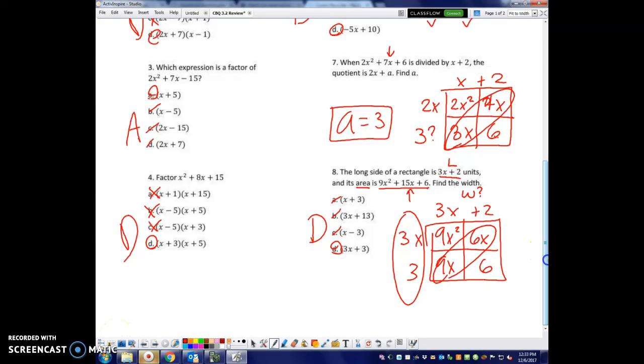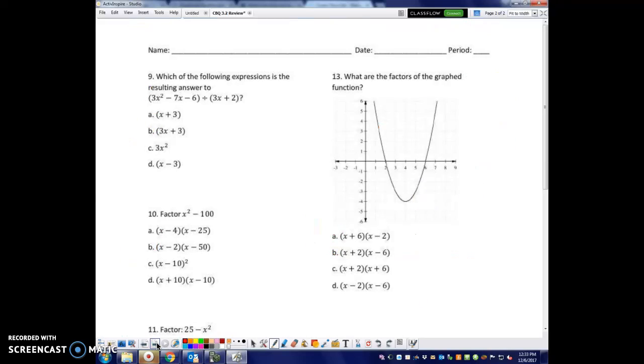All right, so here we go to number 9. Number 9 says, which of the following expressions is the resulting answer? So it's this divided by this. Same thing. Make your box. This goes inside. 3x squared minus 6 goes here. 3x plus 2 goes here. Let's find out what goes inside.